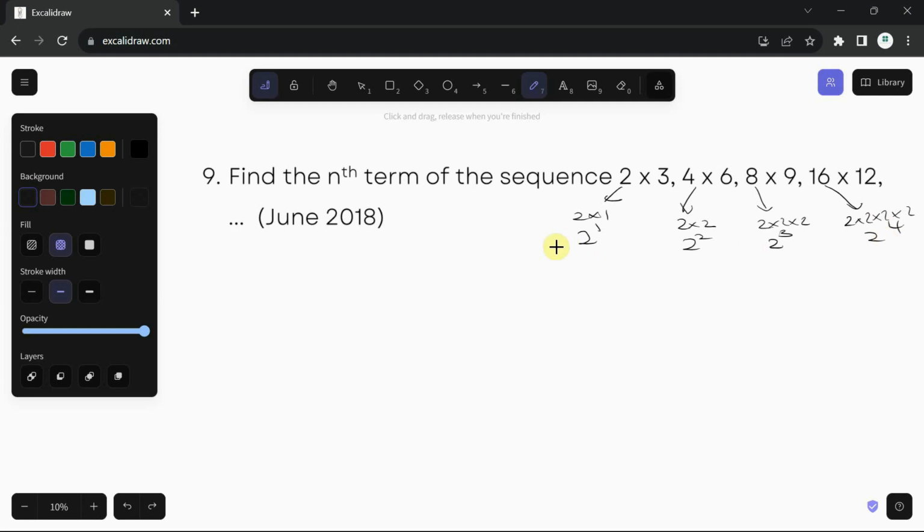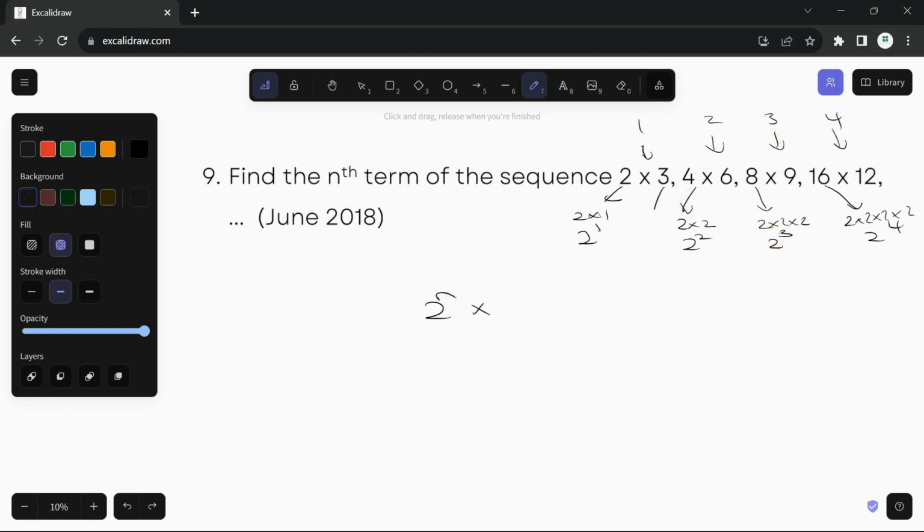Do you agree with me? So remember, this is the first guy, this is the second guy, this is the third guy, and this is the fourth guy, right? So this first part is like saying 2 raised to the power of n, right? Because 2 raised to the power of 1, 2 raised to the power of 2, 2 raised to the power of 3, 2 raised to the power of 4. So we know this follows.